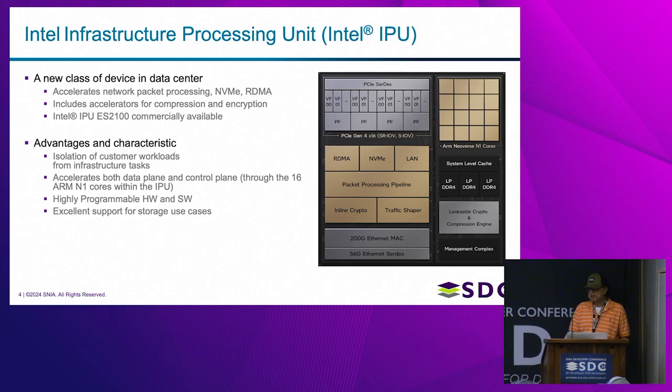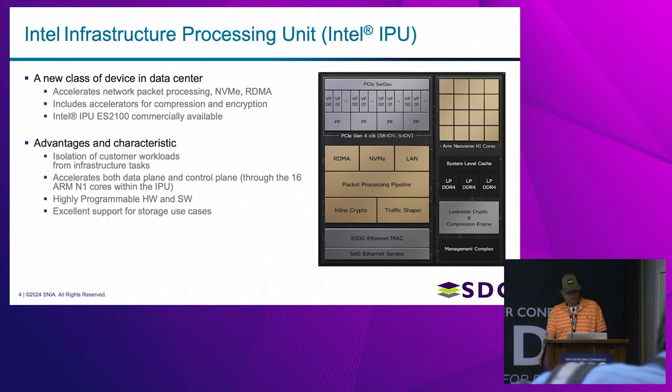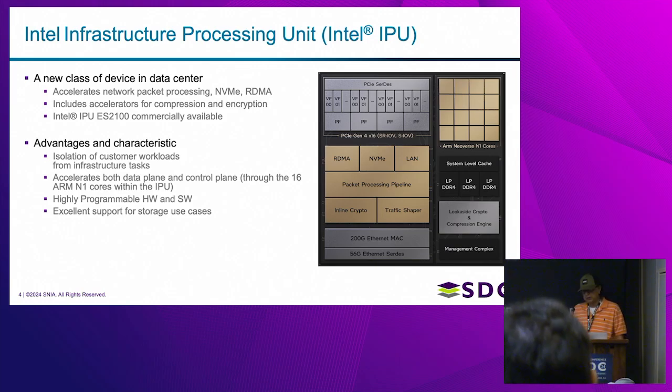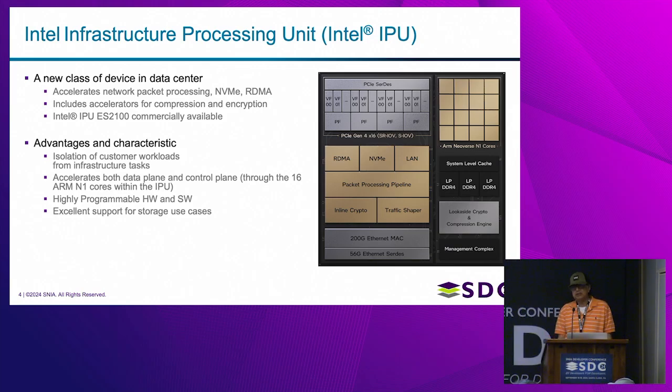It does not just offload data plane, it offloads the control plane also. As you can see in the diagram, there are 16 data center class ARM Neoverse N1 cores available, and that's what the customers can use for control plane offload. Overall, the system is very highly programmable, and it provides excellent support for storage use cases, both RDMA and NVMe. But today, I am specifically going to talk about NVMe Initiator offload.